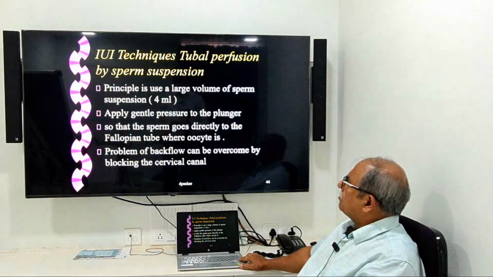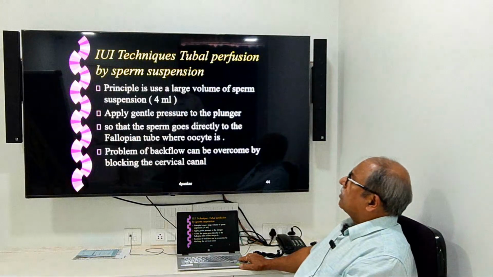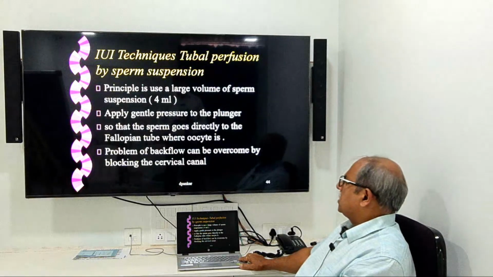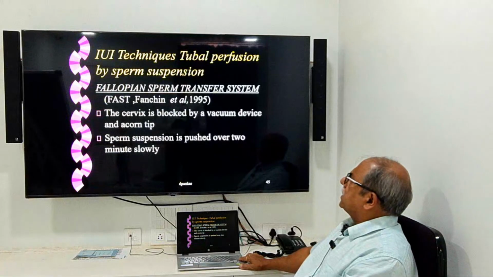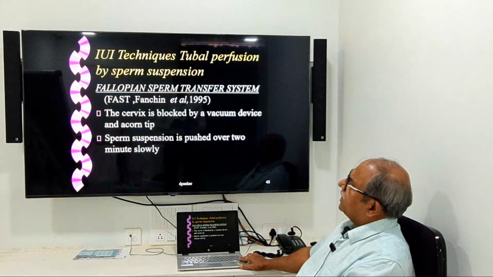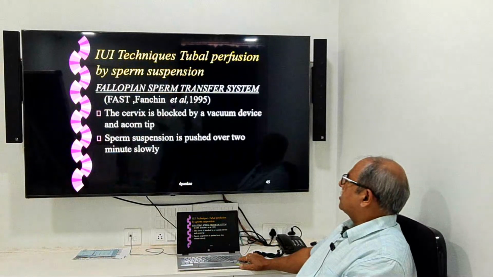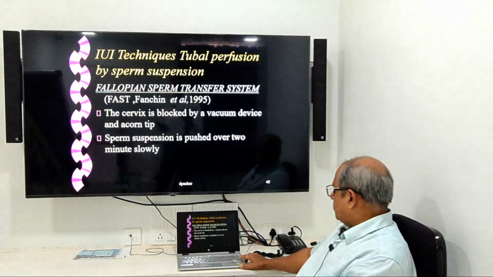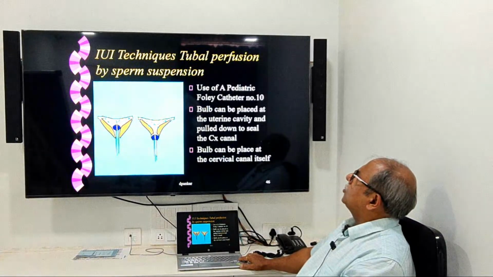Now this is an IUI technique, tubal perfusion. I don't do it, but it has been written in the previous books. The more sperm used, the more it goes directly into the fallopian tube, and the problem of backflow can be overcome by blocking the cervical canal. This is the early fallopian sperm transfer system by Fanchin. The cervix is blocked by a vacuum device and a cone tip. The sperm suspension is pushed slowly over 2 minutes. So these are the methods of IUI technique, tubal perfusion.